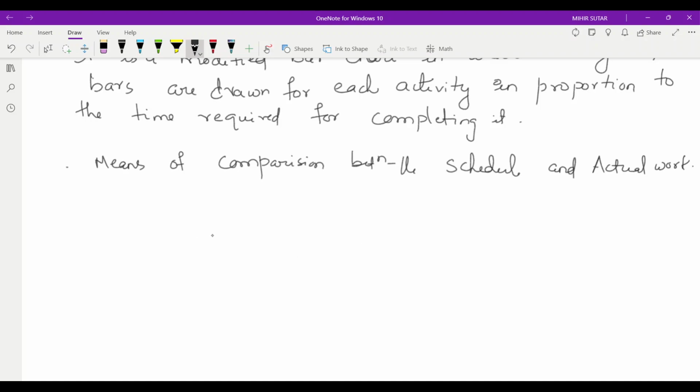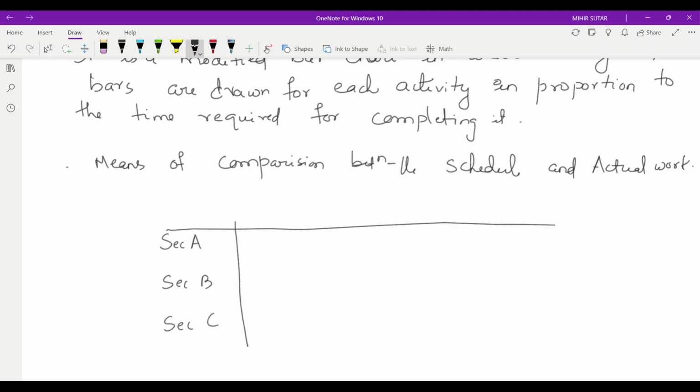So I'll show you. Suppose there are three sections, section A, section B, and let's say section C. That means a part has to be processed through three sections A, B, and C. And I'm dividing it into weeks: week one, week two, suppose for 4 weeks, week three, and then week four.